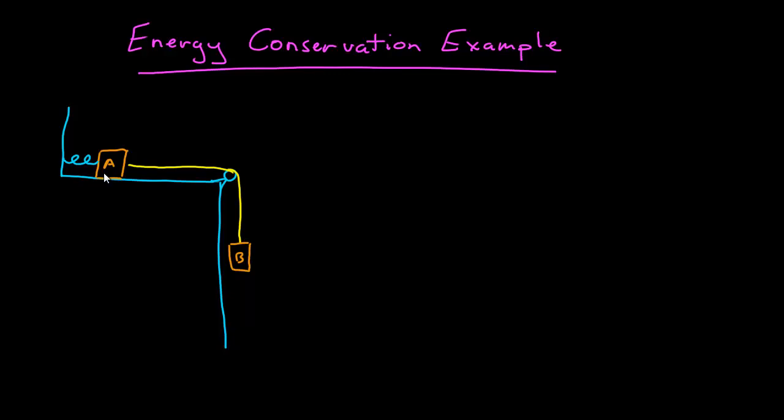I want to do an example using conservation of mechanical energy. So I have a system here of two blocks connected by a string. Block A is connected to a spring which is attached to a wall, while block B is hanging freely. And so the mass of block A is 5 kilograms. The mass of block B is 10 kilograms.